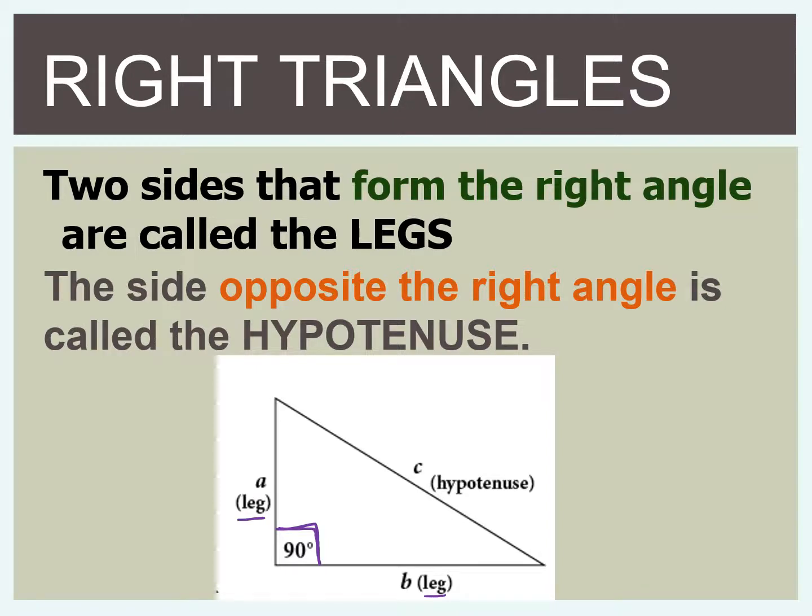The side that's opposite of that right angle, so if we look here on our little diagram, the side opposite of that right angle is called your hypotenuse. Now this is important because in your Pythagorean theorem, c always stands alone. You add the 2 legs together to equal your hypotenuse.